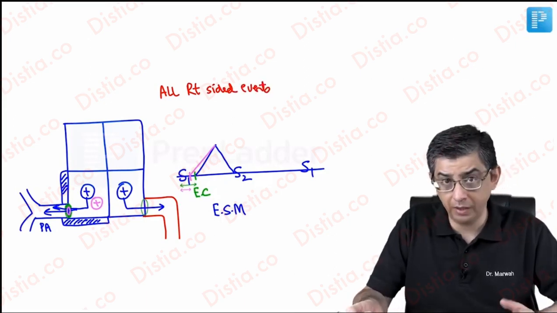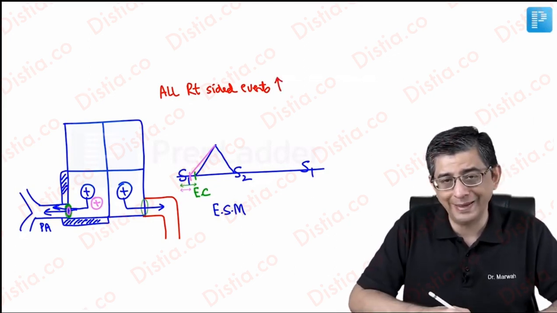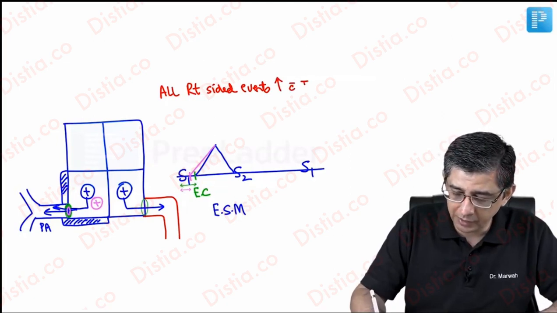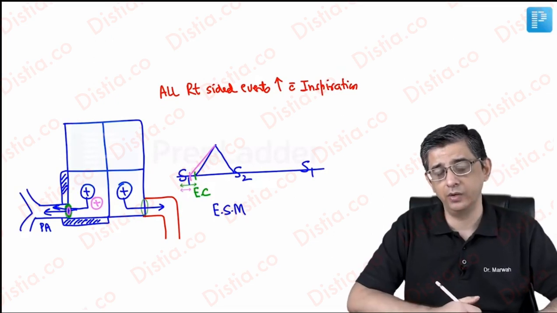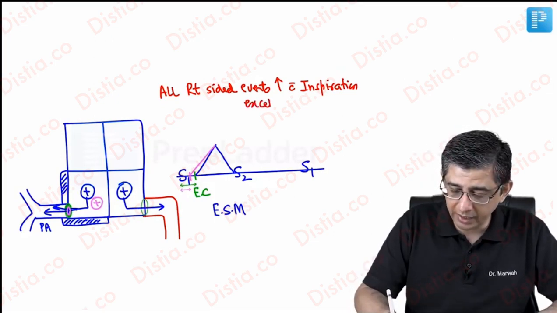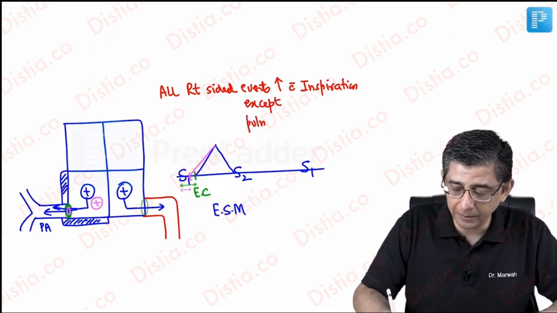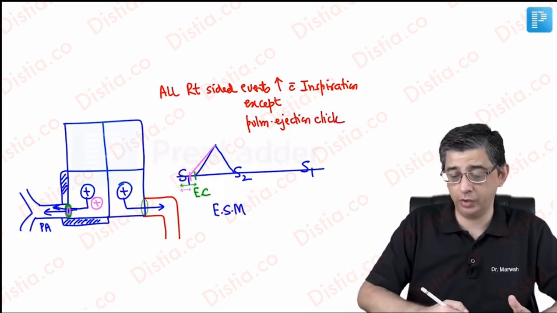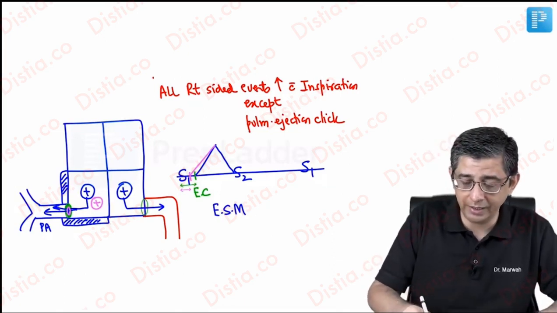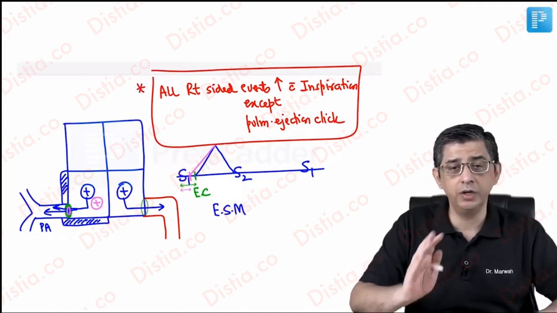Remember I said that? So what's the big deal? Listen to the big deal. All right-sided events tend to become louder, increase in intensity with inspiration, and that is what I have been saying all through this video and even through my earlier videos. But now there's a question that said except. So I want you to remember this, that when it comes to pulmonary ejection click, this is the only finding which tends to relatively become lesser in intensity as compared to others, which always tend to increase in intensity with respect to inspiration. This is itself an MCQ statement which I would like you to remember.